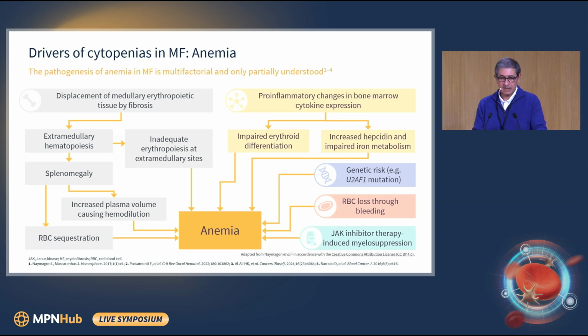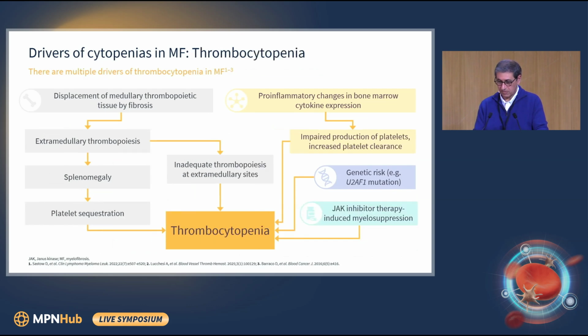On the left, you can see some mechanical issues like splenomegaly that induces red cell sequestration, the tissue fibrosis in the bone marrow, the inadequate erythropoiesis in extramedullary sites, and on the right part, the changes induced by pro-inflammatory changes that were discussed in several talks during this meeting, some genetic risk factors such as U2AF1 mutation, for example, the hepcidin pathway, we heard about that, that is very important, and obviously also JAK inhibitor therapy that worsens anemia for some of the drugs.